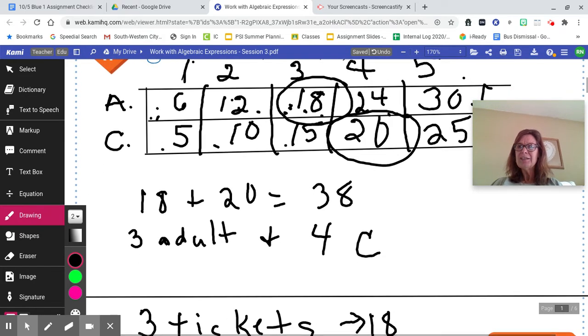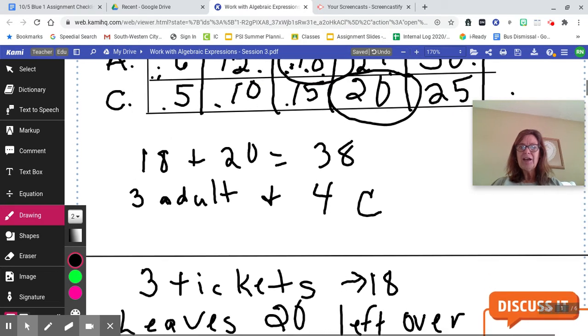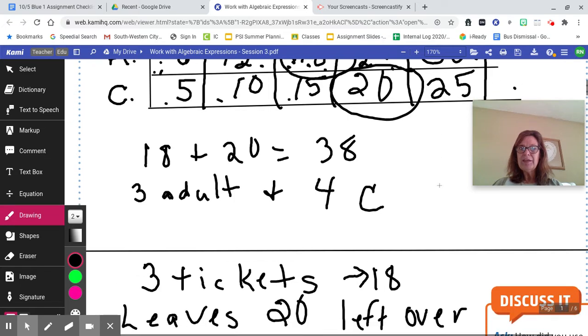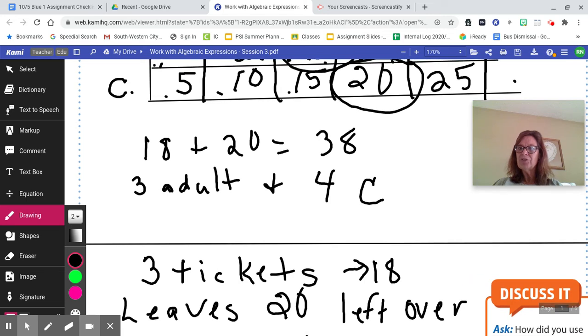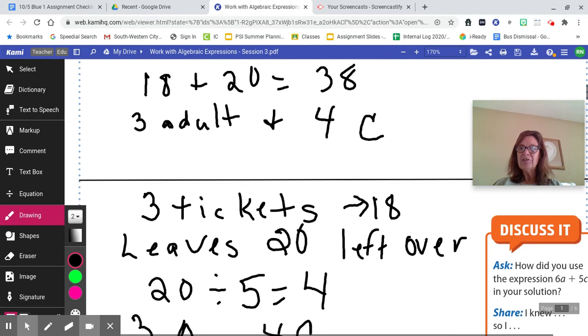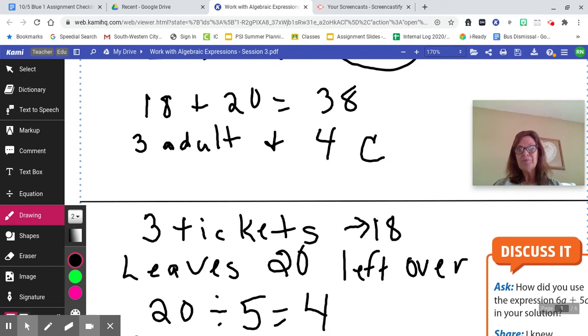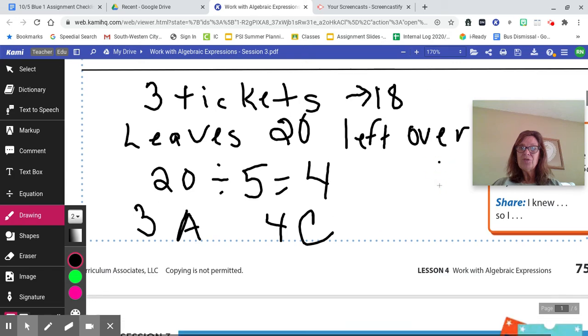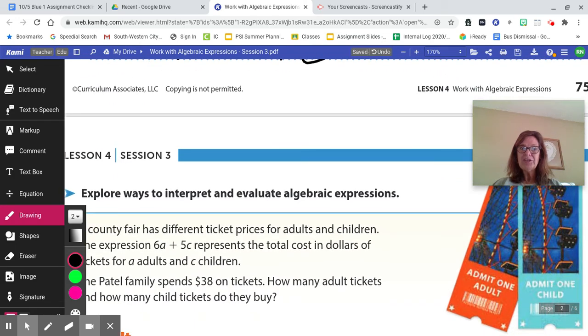Another way you could have done it is kind of problem solving. If I knew it had to end in an 8, I'm thinking what numbers end in an 8? If 3 adult tickets was $18, then that leaves $20 left over. If I did 20 divided by 5, I get 4. So another way to solve it, 3 adult tickets and 4 children tickets. So hopefully you got the same thing. We're going to move on to the next page, page 76.